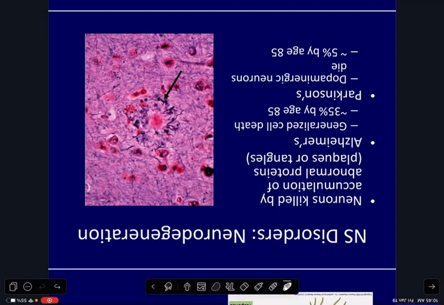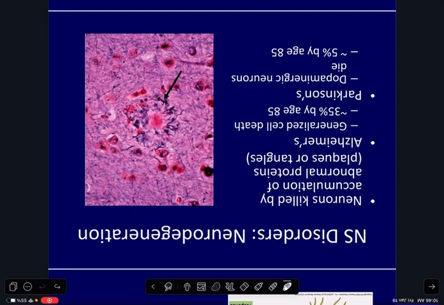A number of neurodegenerative diseases have been diagnosed. Probably you're most familiar with Alzheimer's disease. Alzheimer's disease is characterized by generalized cell death, so cells all over the brain die from these neurofibrillary tangles. Alzheimer's is usually a disease associated with old age, although there is an early onset version, but it's thankfully quite rare. But in adults who suffer Alzheimer's, it's been estimated that about 35% of their brain neurons have been destroyed by the age of 85.